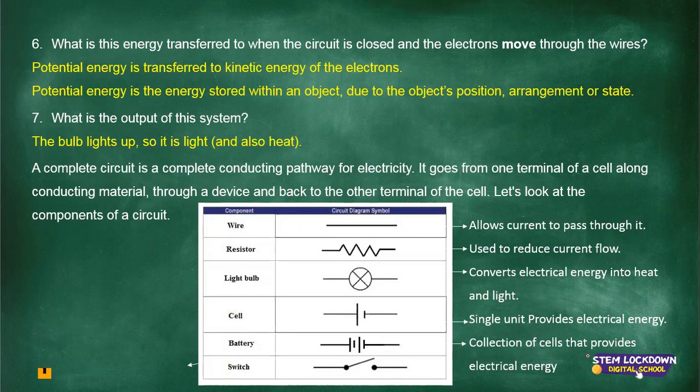It's a collection of cells that provides electrical energy. And then we have our switch. The switch allows current to flow, and it can be open or closed. So in this diagram, we're showing an open switch.